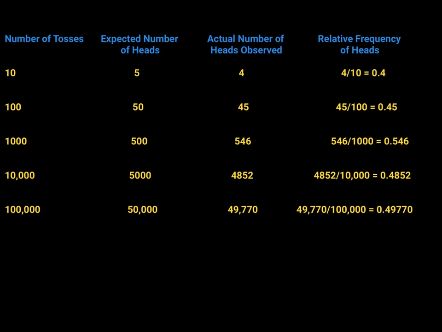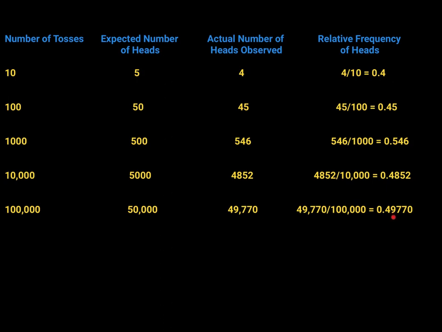10,000 coin tosses. We expected to get 5,000 heads, exactly half of 10,000. But we actually got 4,852 heads, which gives us a relative frequency of heads as 0.4852. Really close to 1/2, closer than we've ever been. Now 100,000 coin tosses. I hope you see the pattern here. We expected to get 50,000 heads. We got 49,770 heads, which gives us a relative frequency of 0.49770.